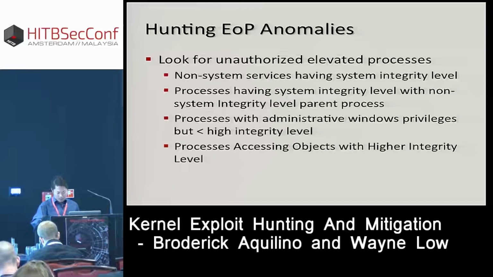When anomalies exist, specifically elevated processes that are not authorized, it means that they were able to acquire those privileges illegally. For example, they exploited a vulnerability, a kernel vulnerability. So finding these processes also assists in the hunting process.